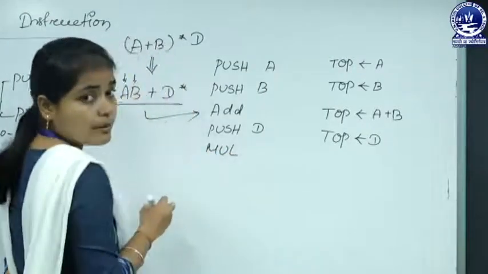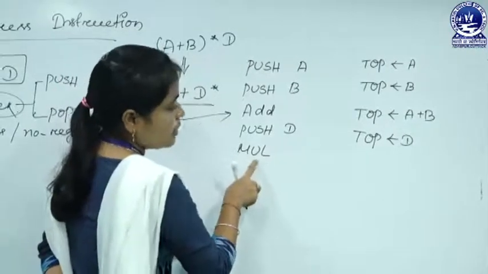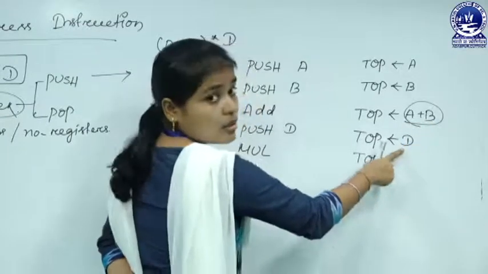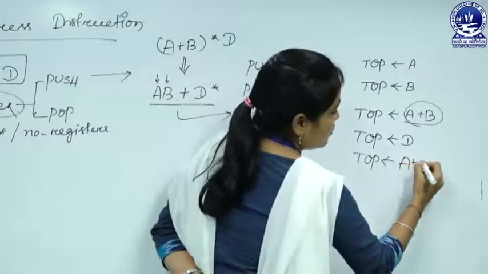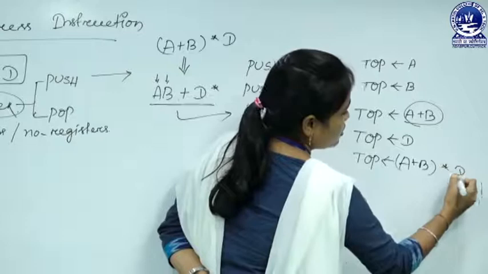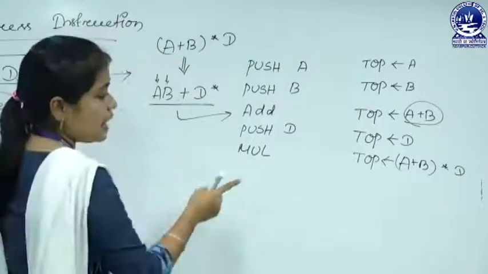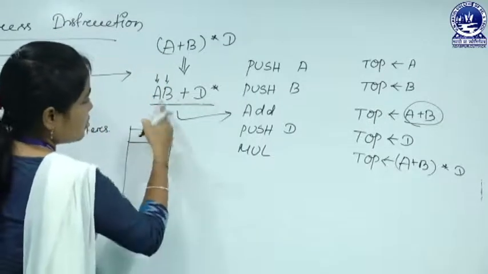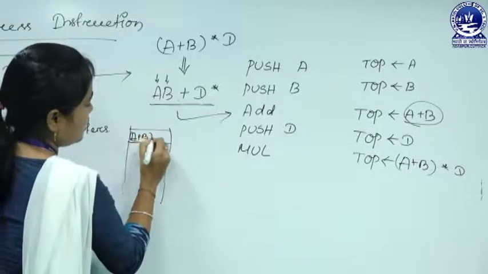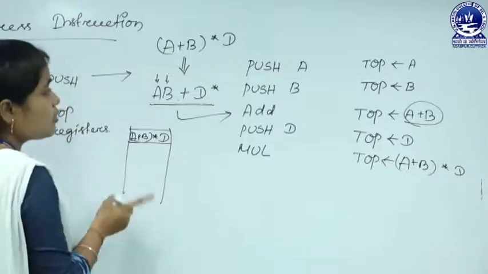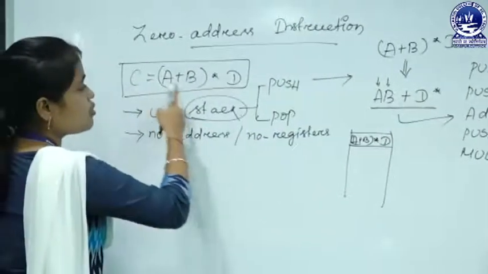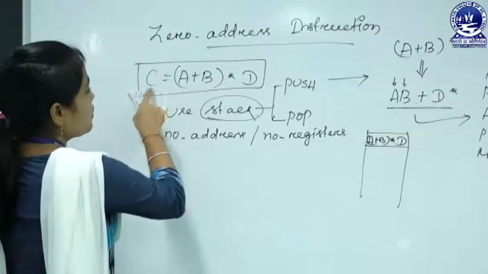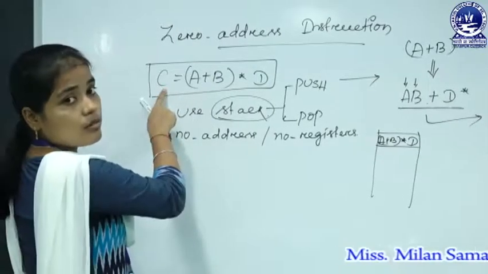So, we simply write the multiplication instruction. For this multiplication instruction, it will perform the multiplication between the two top values, and after the operation is performed, the top of the stack holds the value A plus B multiplied by D. But what we have in our instruction is C equals A plus B into D. So, we have to store the result in the memory location C.